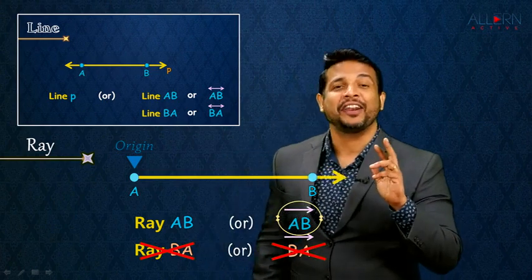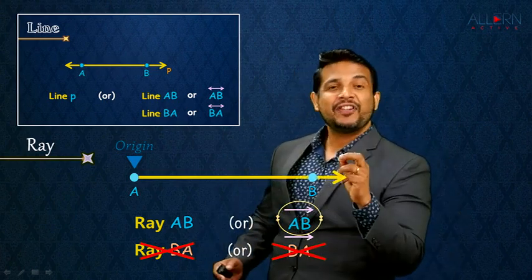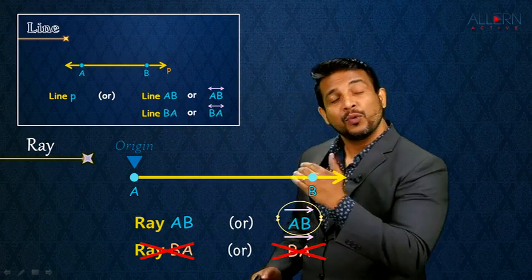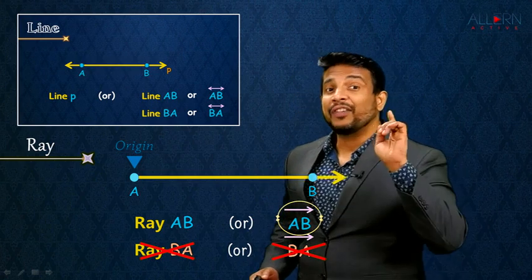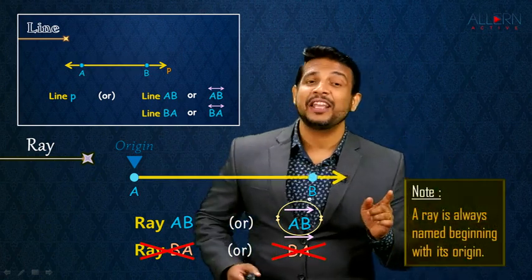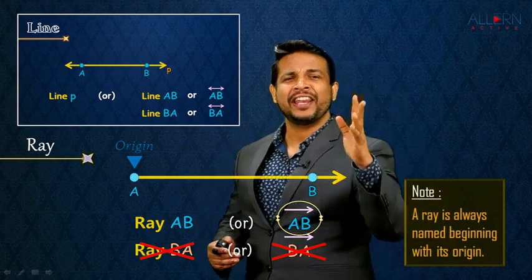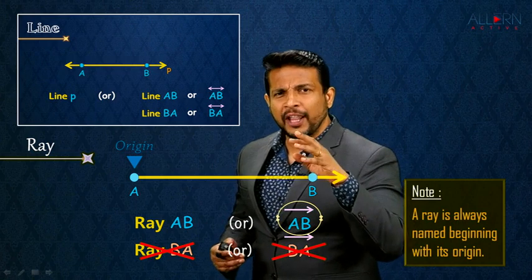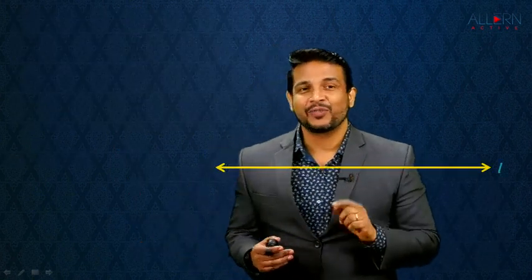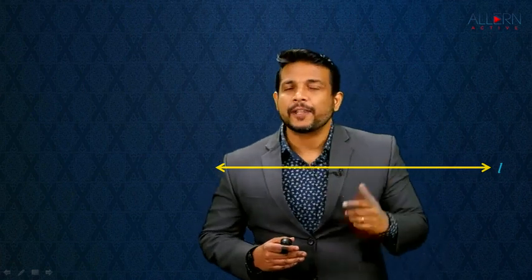Can we write it this way? No. Remember that. Every ray has an origin and it moves infinitely in one direction, and whenever we name it, we always start the name with its origin. Remember that. Very, very critical. So now you know what a ray is. Now we learn one more interesting fact. Observe this very carefully. This is very interesting, again about rays.